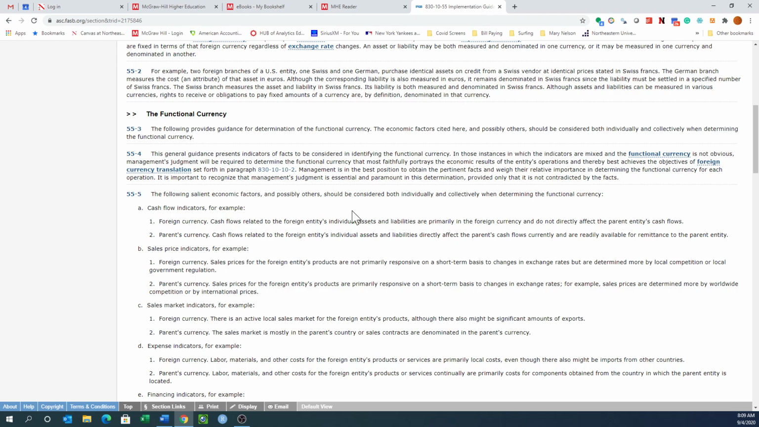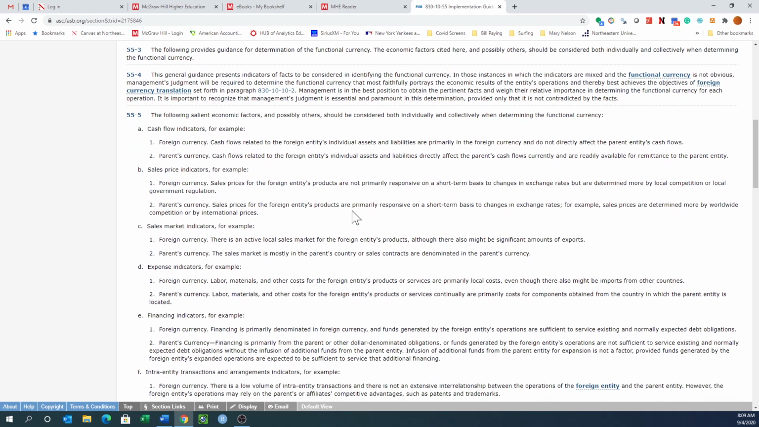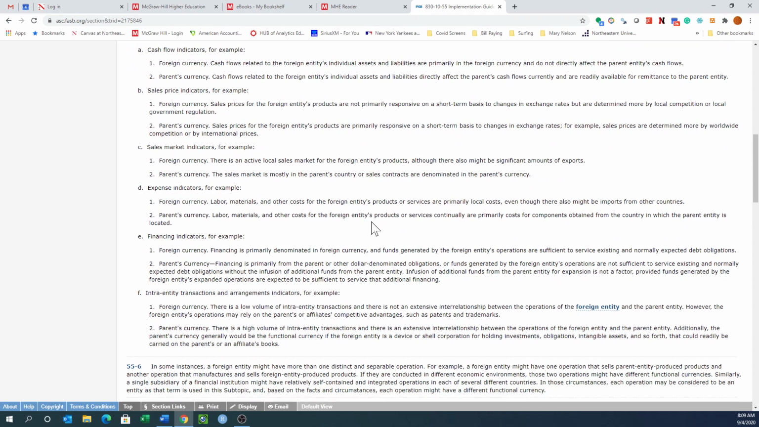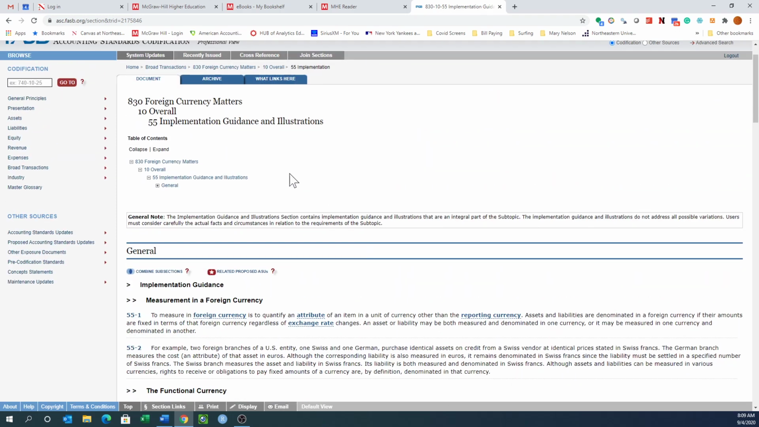So we want to look at what our foreign currency is, and then we also want to look at the parent's foreign currency. What are we dealing with as far as sales market indicators versus the foreign currency versus the parent's currency, right? So we're always looking at what is our currency. And so these are all indicators, and that's all they are. They're indicators. There's no fast and hard rule about what is a functional currency.